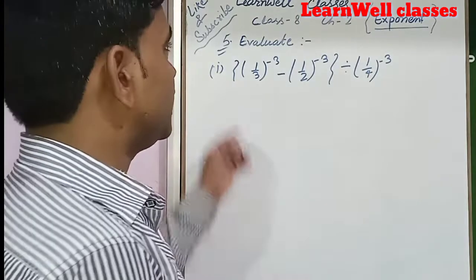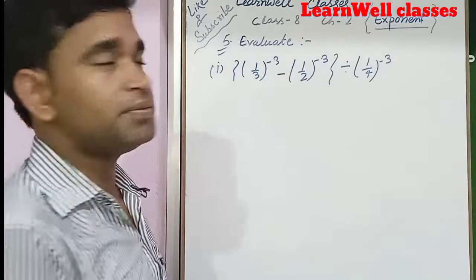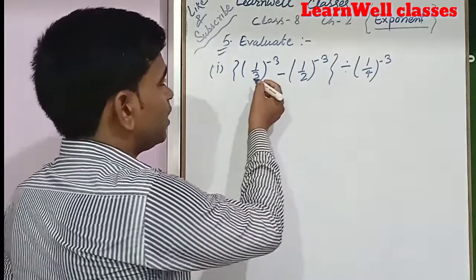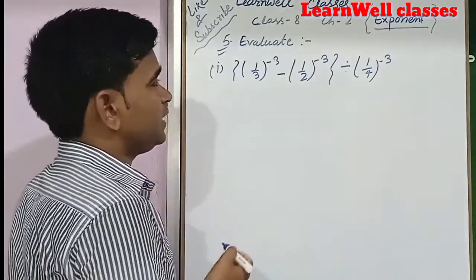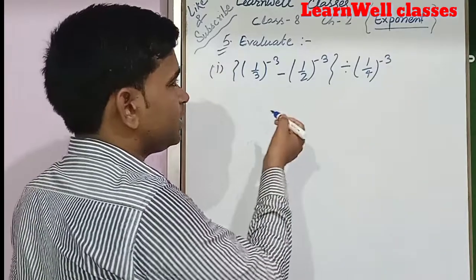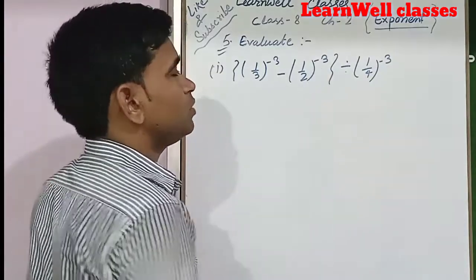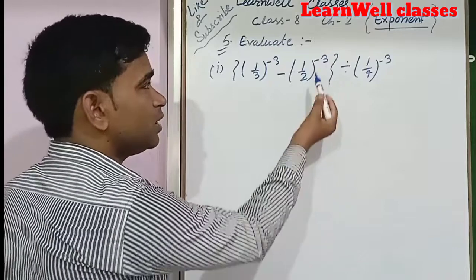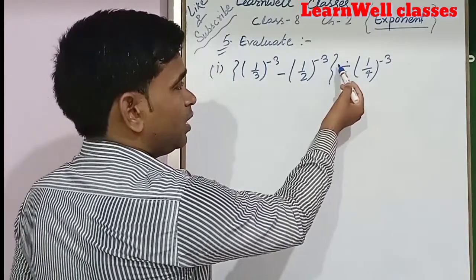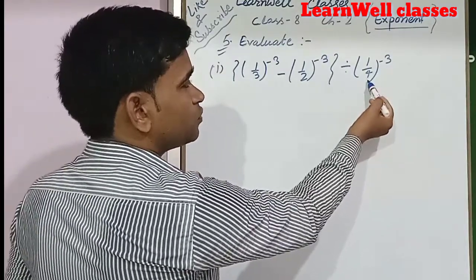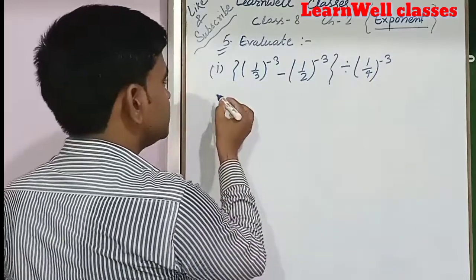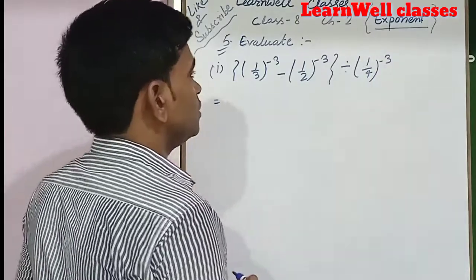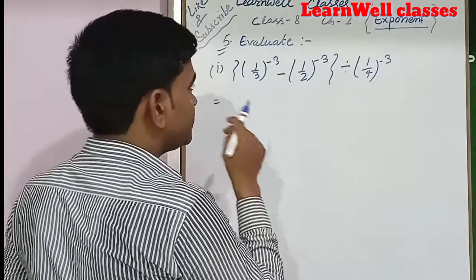Dear student, we have to evaluate question number 5. First question: 1 upon 3 raised to the power minus 3, minus 1 upon 2 raised to the power minus 3, divided by 1 upon 4 raised to the power minus 3. So we have the solution.